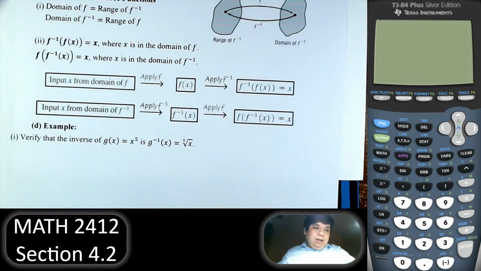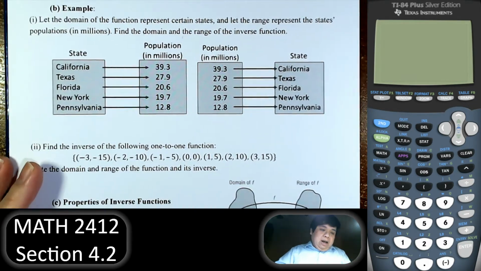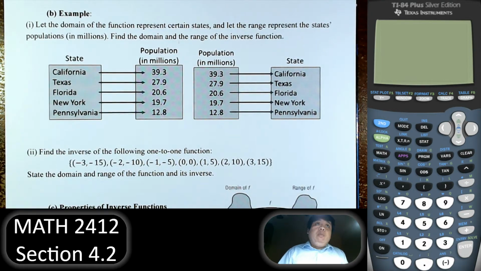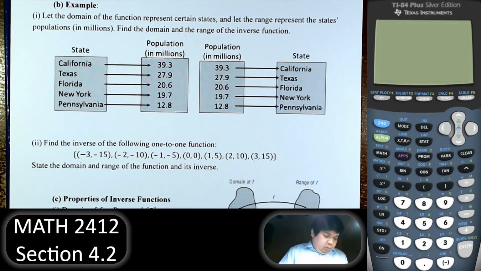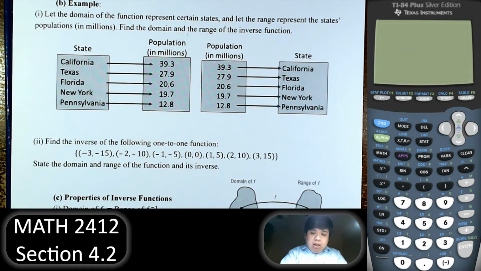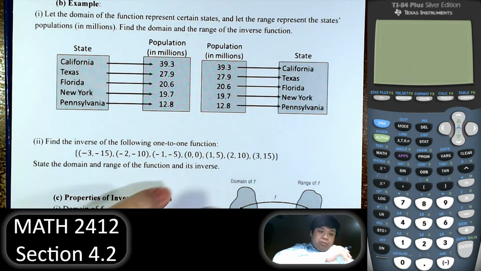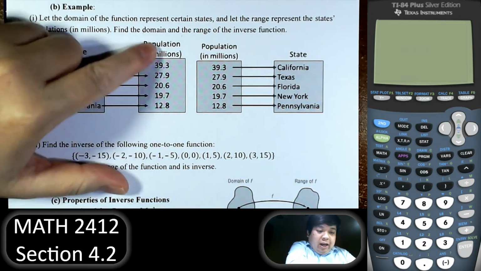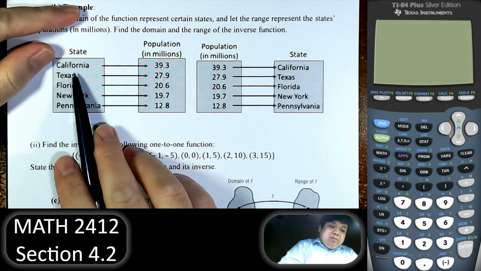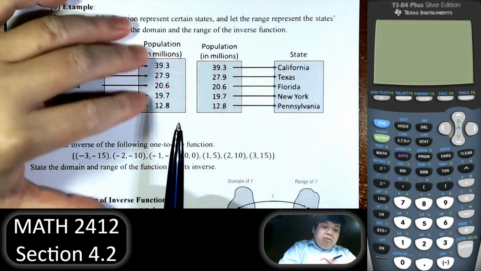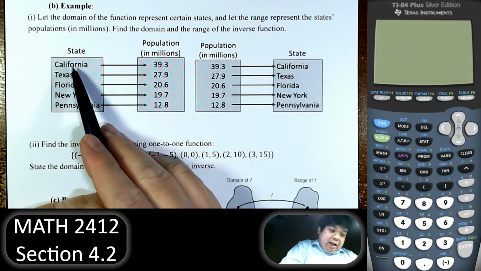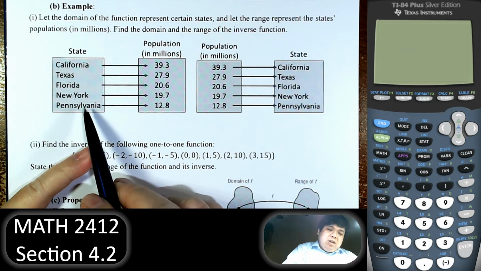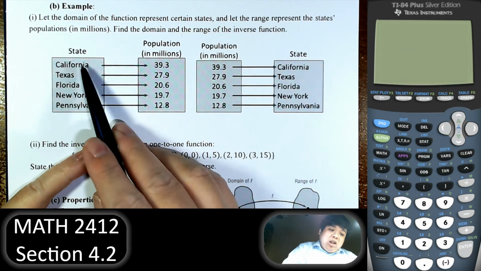Right. And look at this example. Let the domain of the function represent some certain state, and the range represent the population. I'm not sure how old this textbook is, so this might be old information. So we have the state and population, 5 states with 5 different numbers for population, and each one of them just goes one-to-one. So this is a one-to-one function, and it certainly has an inverse. The inverse is we get the numbers from here going back to the state.